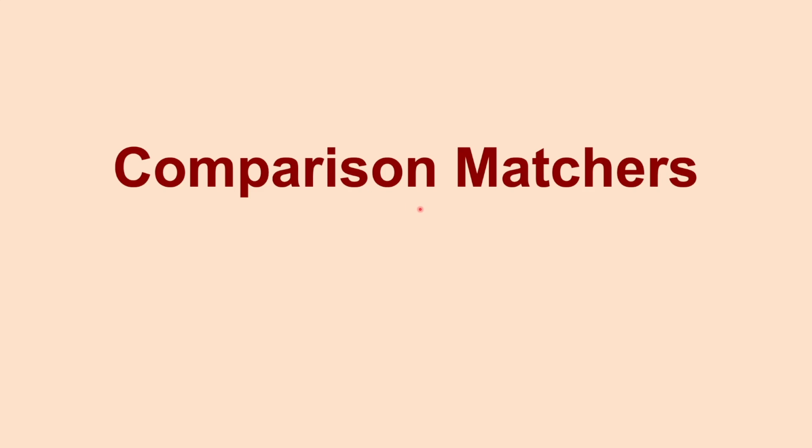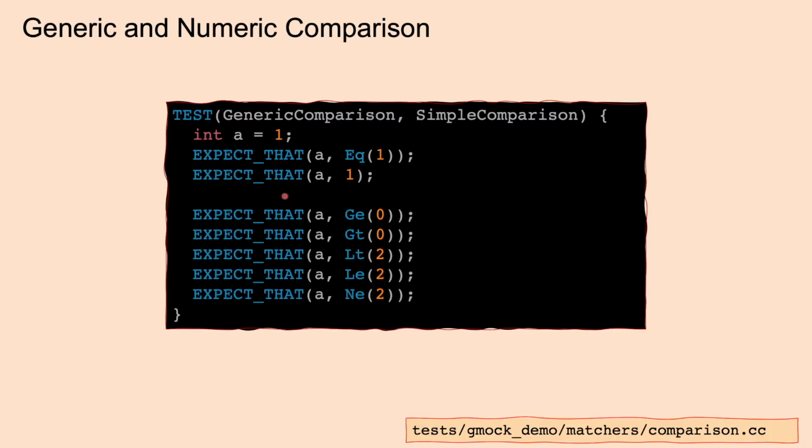First type of matchers that we talk about are comparison matchers. Comparison matchers, as their name suggests, are the matchers that are used for comparing two values. For example, here, if a is defined as being 1, then I can say expect that a is equal to 1. Or I could just simply write expect that a is 1.